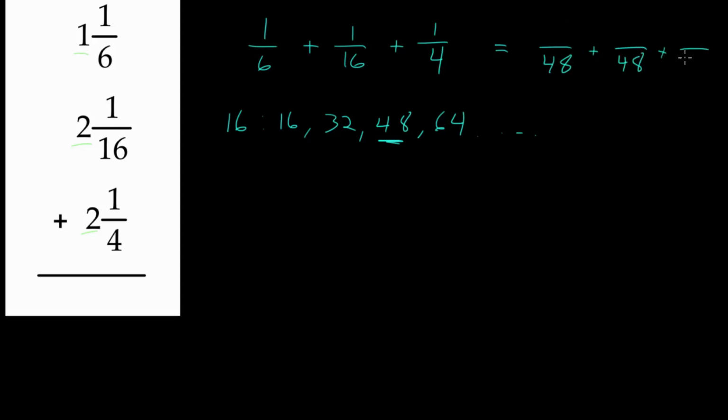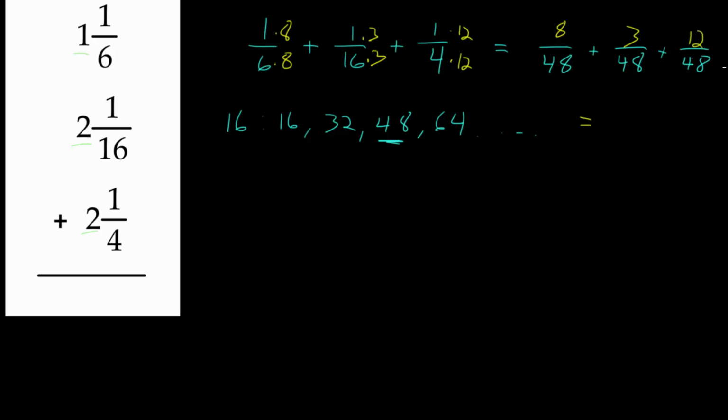Like I mentioned with 6, we need to multiply it by 8 to get to 48. So we'll do that on the top and the bottom. For 16, we need to triple it, multiply it by 3. So we'll do that on the top and the bottom. And for 4, we multiply that by 12. So this numerator becomes 12.